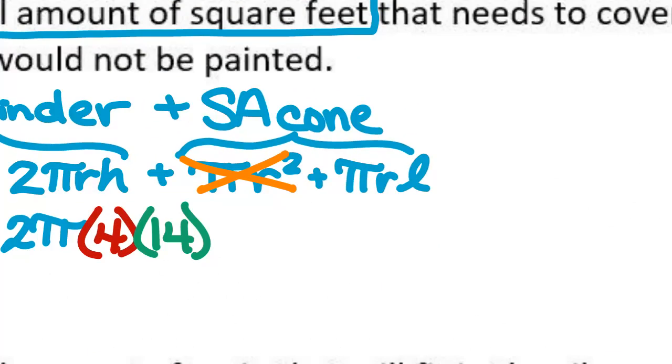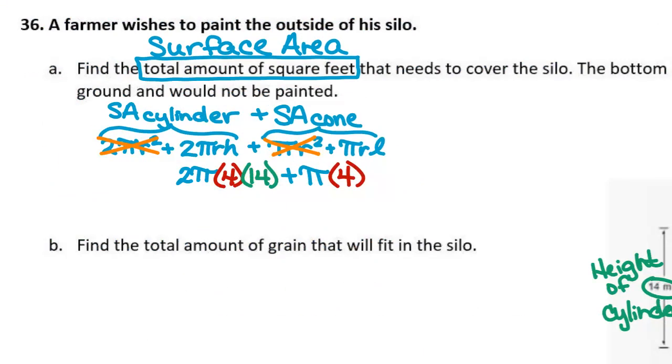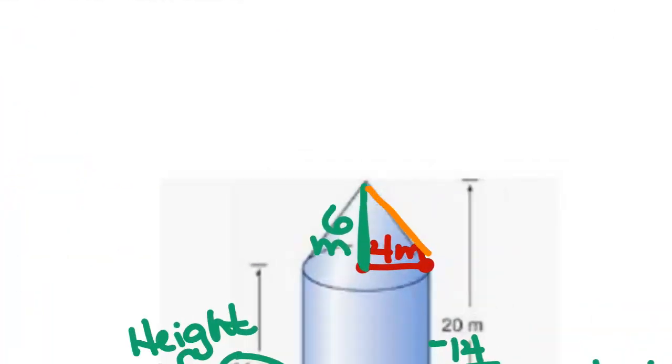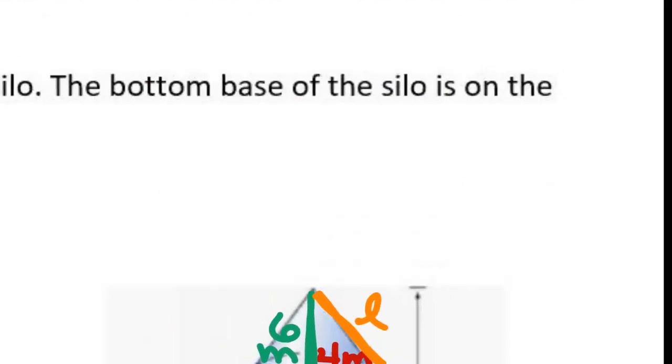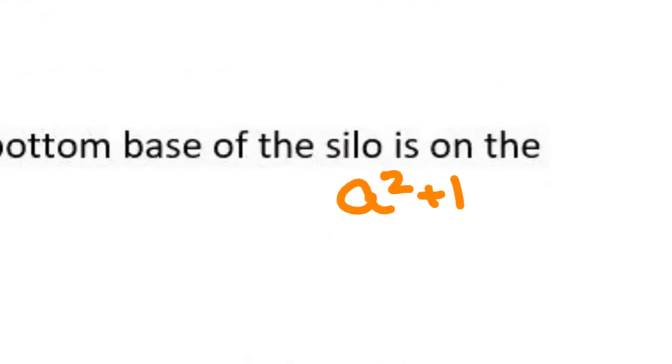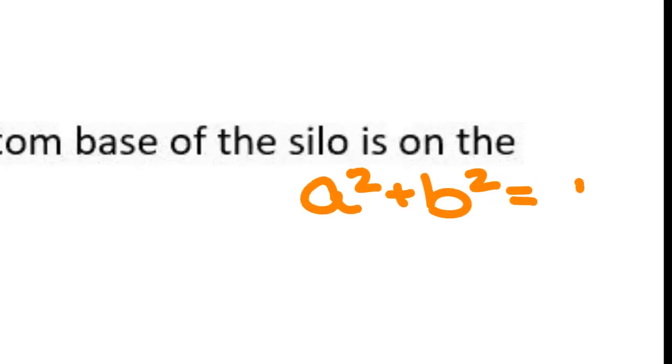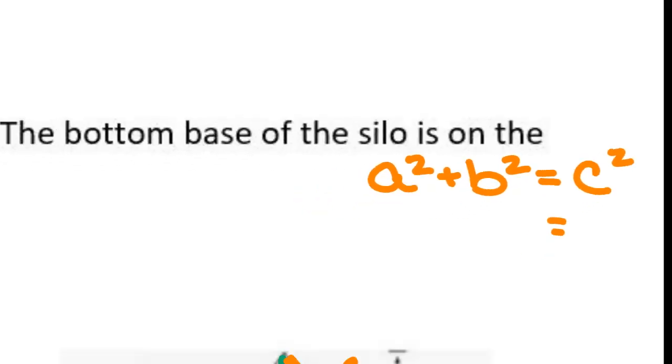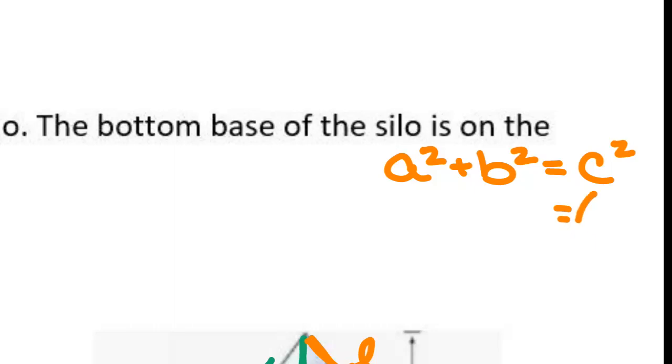Do I need the height of the cone for the next part of the formula? What do I need, though? I need the radius and the slant height. Do we know the slant height? No. This right here would be the slant height. What are we going to have to use to find the slant height? Pythagorean theorem. A squared plus b squared equals c squared. What has to go in for c? Slant height. Slant height always goes in for c. C is not always what you're looking for. C is the slant height.